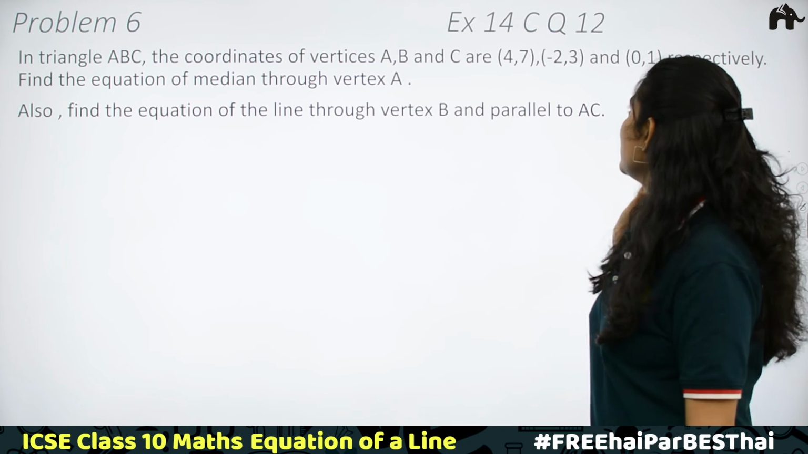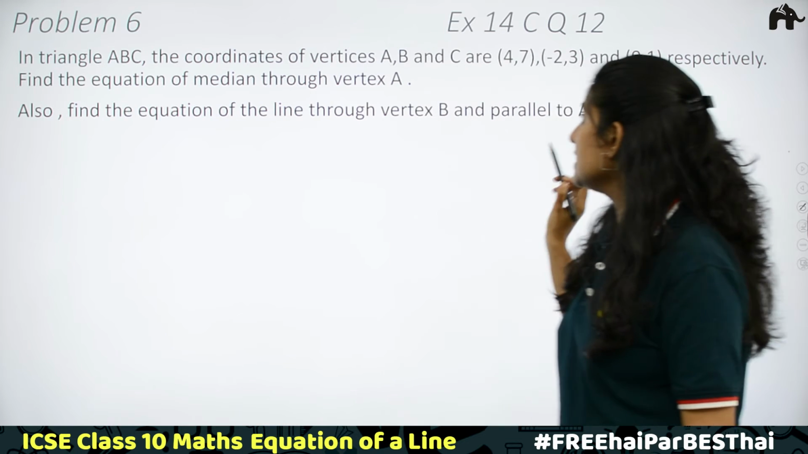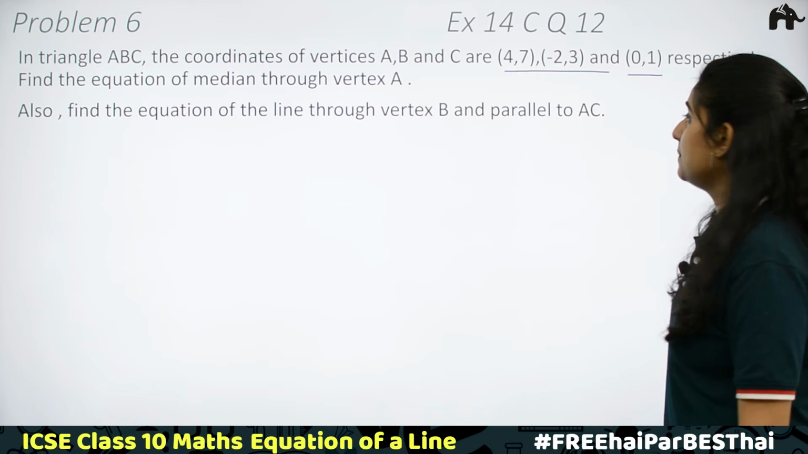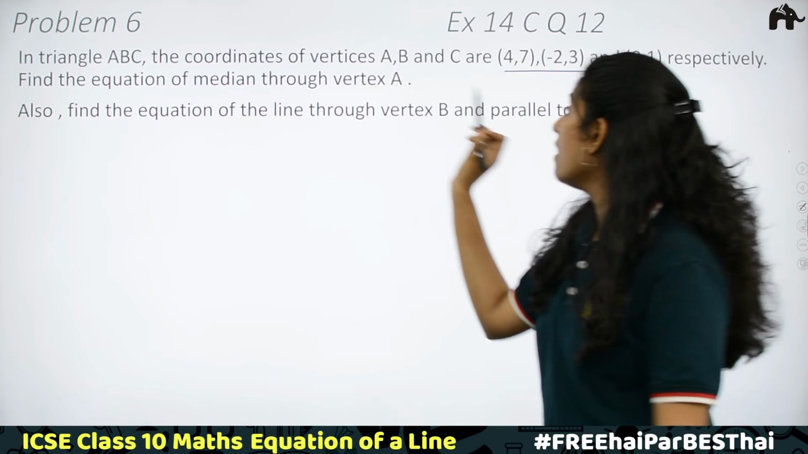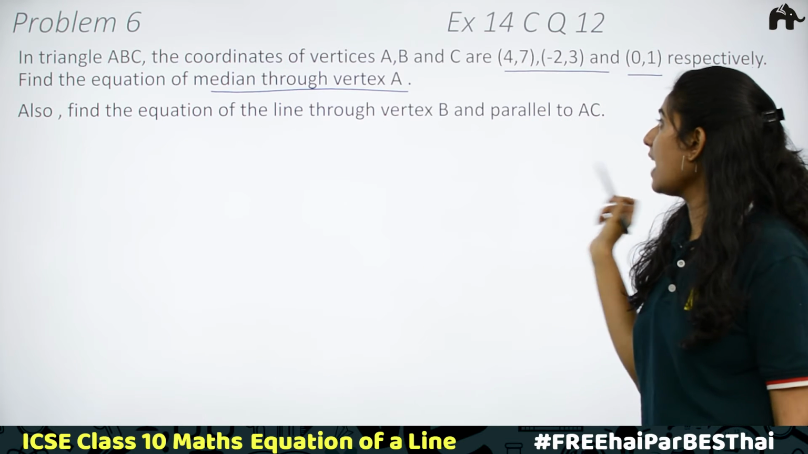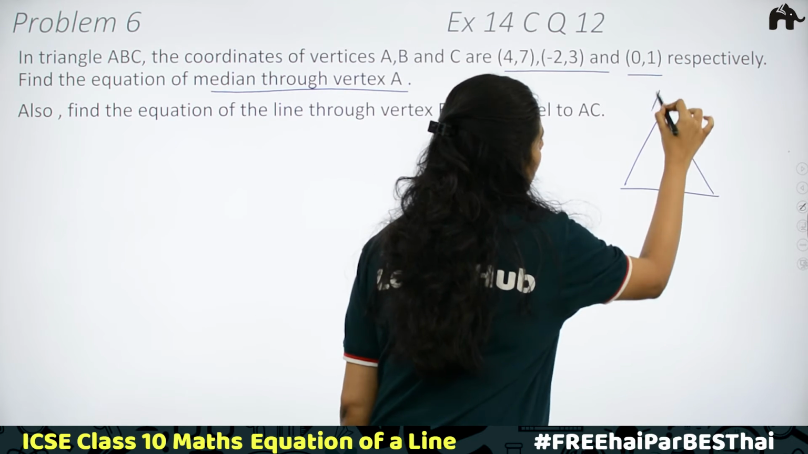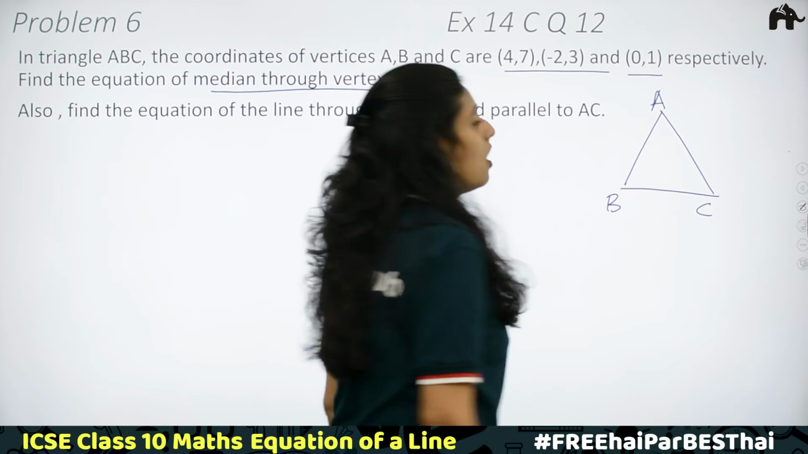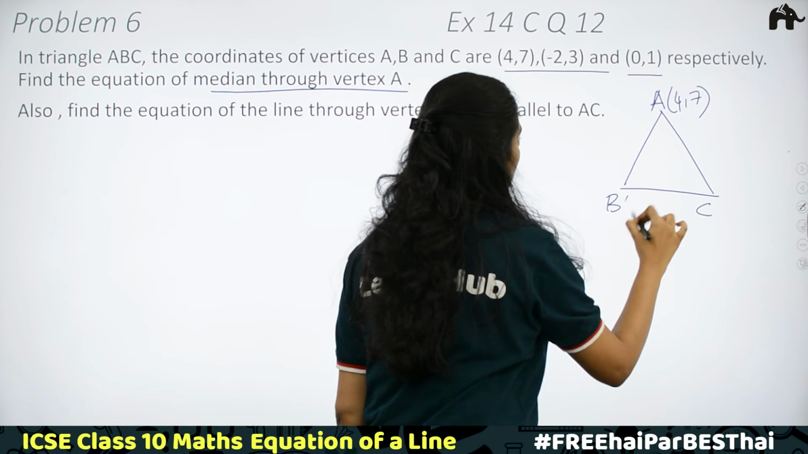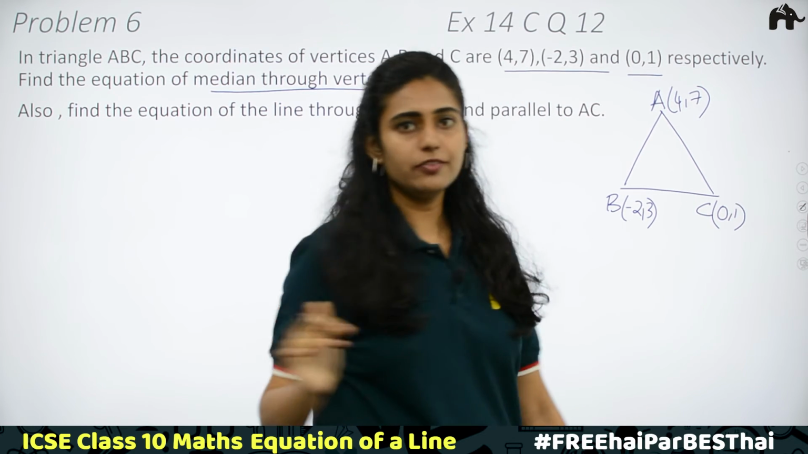Next, problem 6, question 12 of exercise 14C. In triangle ABC, the coordinates of vertices A, B and C are 4, 7, minus 2, 3 and 0, 1 respectively. Find the equation of the median through vertex A. Also find the equation of the line through vertex B and parallel to AC. Here we are considering a triangle ABC of coordinates. We have A 4, 7, B minus 2, 3 and C 0, 1. Okay, we got the coordinates.